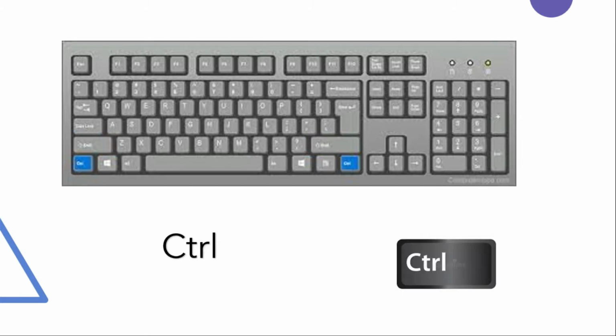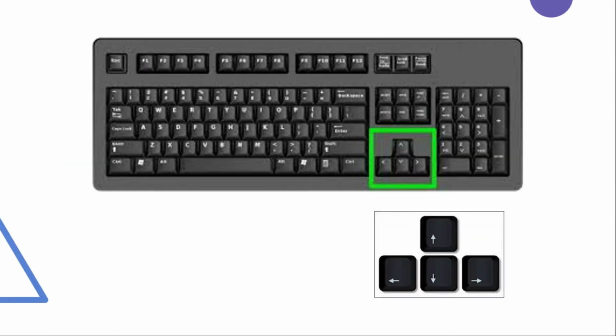We will use it with the letter C to make copy, with letter V to make paste, with letter X to make cut. Okay, and these are the arrow keys. We will use them to move right or left, up and down.